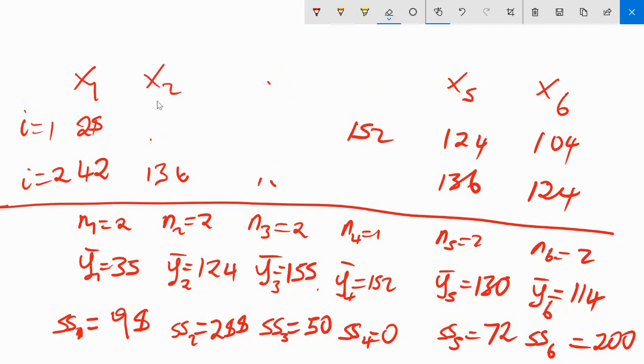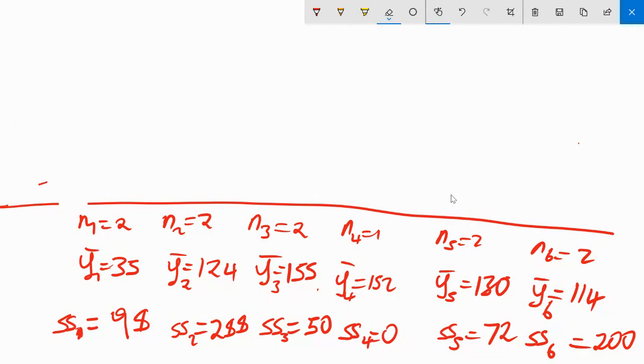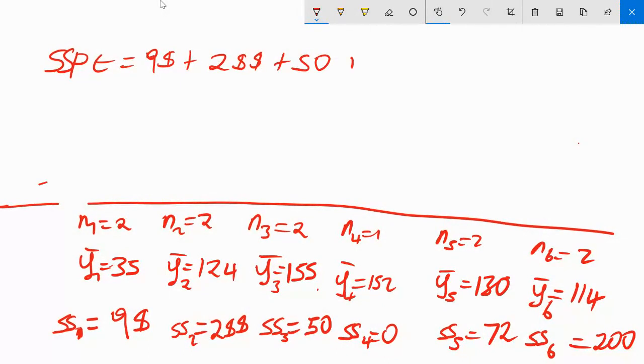So I can erase this because we don't need these values anymore. Now we can get our SS2 error. Our SS2 error is the sum of these values. What do you get when you sum these values? It's 98 plus 288 plus 50 plus 0 plus 72 plus 200. And what is the answer?